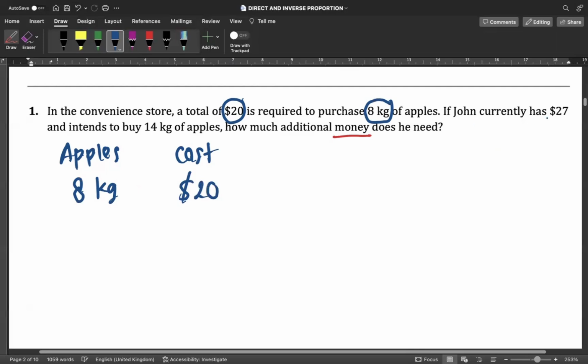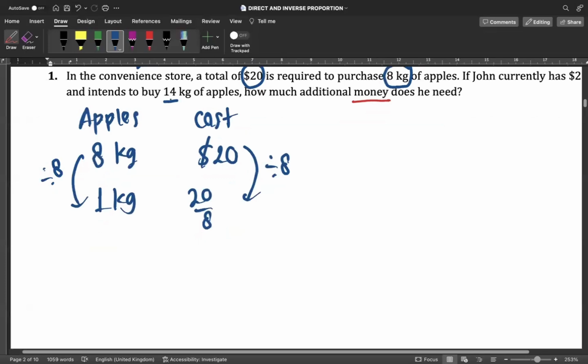Alright, and if John currently has $27 and intends to buy 14 kilograms of apples, let's find for 1 kilogram of apples first. You can see from 8 to 1, we divide by 8. Since we divide the left side by 8, we need to also divide the right side by 8. So 20 over 8. And then the question asks for 14 kilograms. So from 1 to 14, we multiply by 14. We do the same thing, we multiply this also by 14. So 20 over 8 times 14.